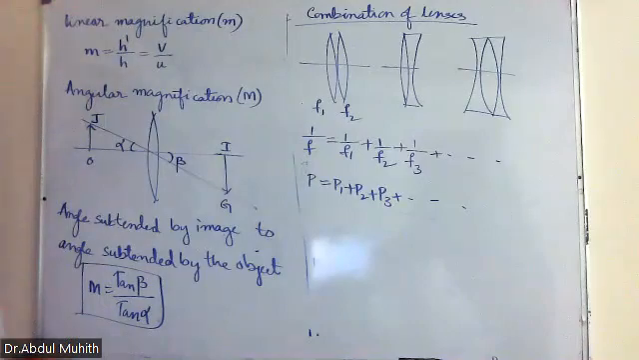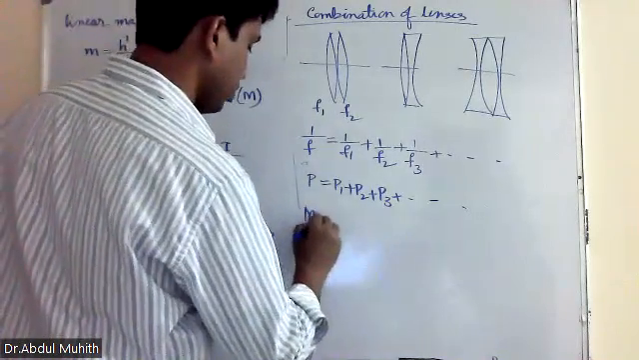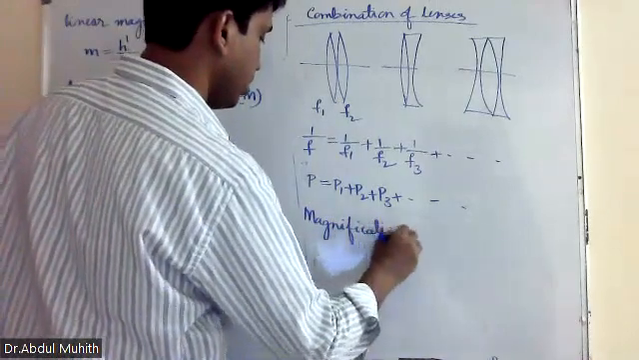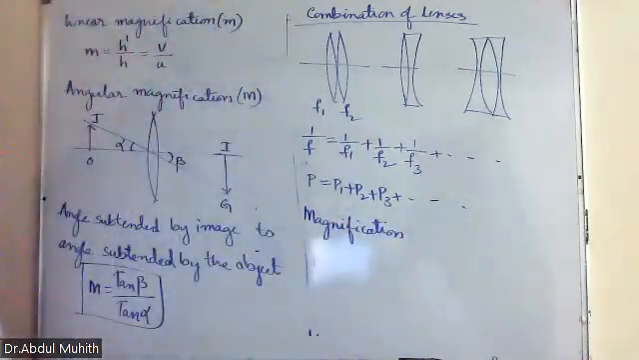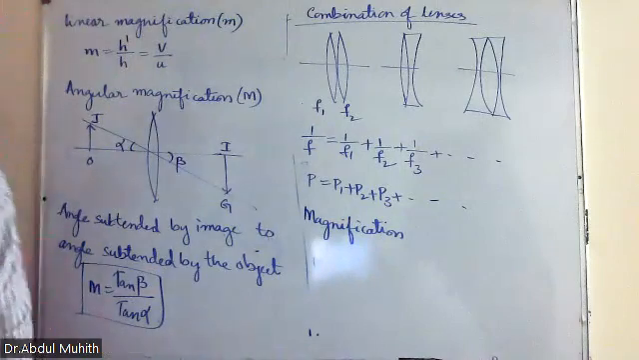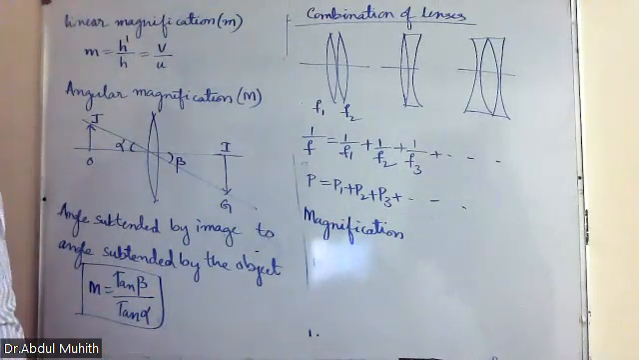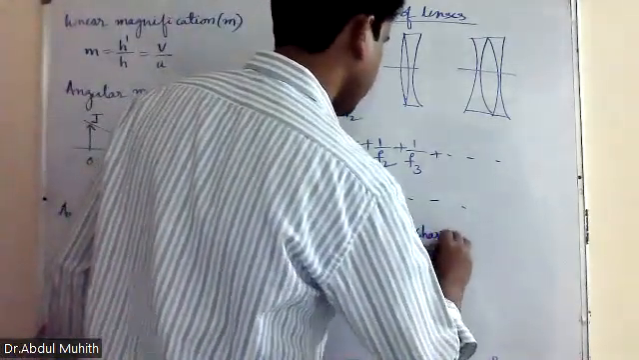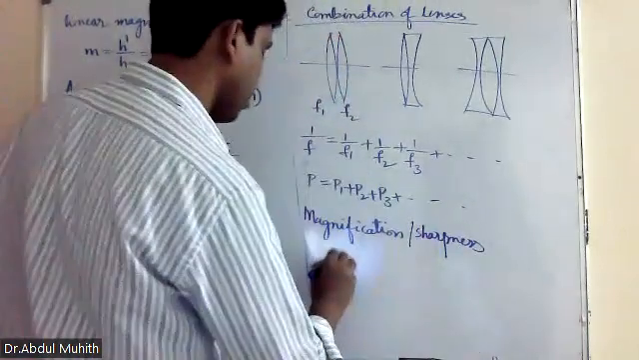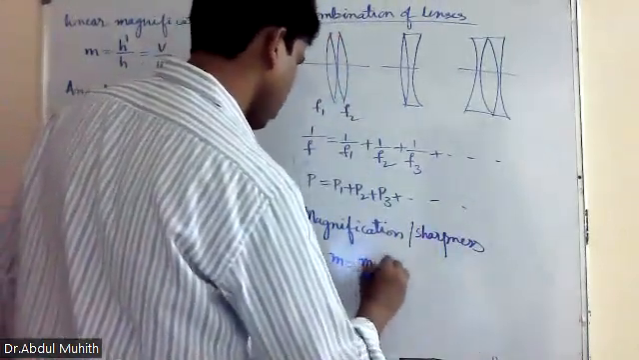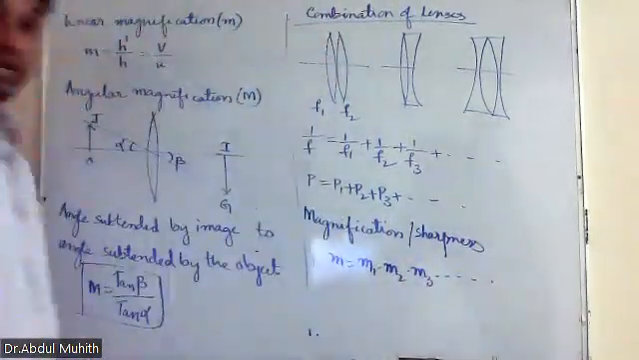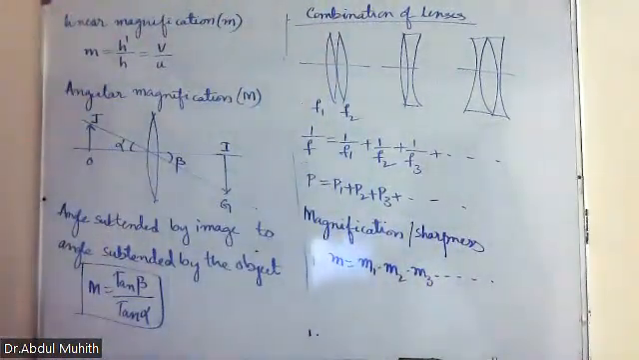Third one is magnification. So, combined magnification. Magnification gives the sharpness of the image. So, magnification or sharpness of the image is given by the formula M equal to M1 into M2 into M3 into that. Is that clear? M1, M2, M3, keep on going.